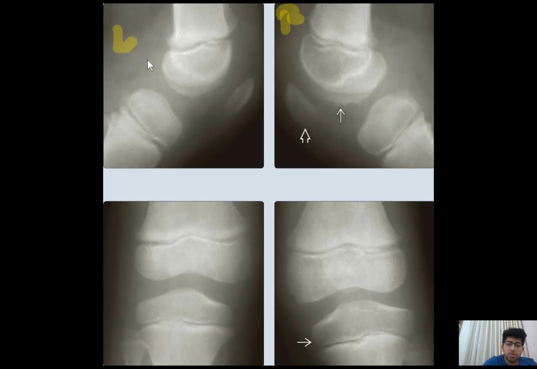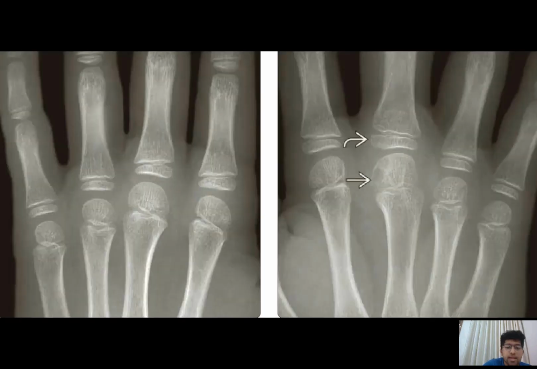Same thing if you see in the AP view, again we can see here slightly enlarged femoral epiphysis and tibial epiphysis. The ballooning of the epiphysis is the earliest feature that we see in juvenile idiopathic arthritis, which happens mainly because of the hyperemia that is happening because of the synovitis which is present there. So this is a slightly advanced case of juvenile idiopathic arthritis.